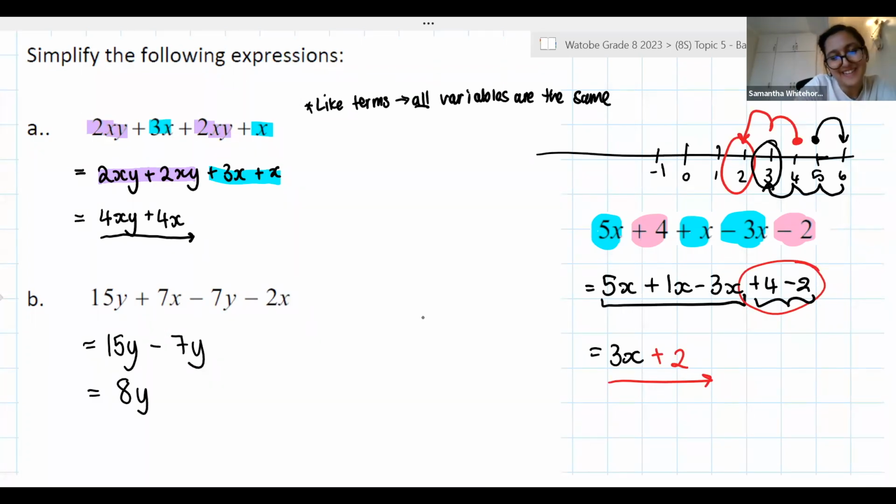Then I said 7x minus 2x. It's going to be 5x. So our answer is going to be 8y plus 5x. Perfect. Well done. Okay, so guys, that's exactly it.